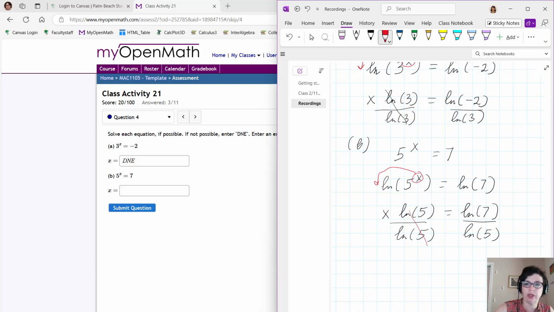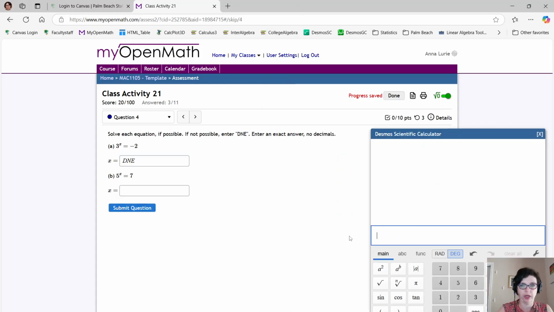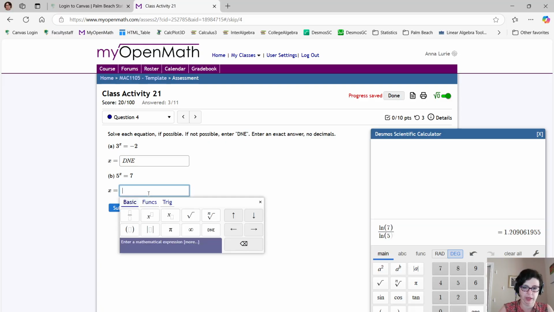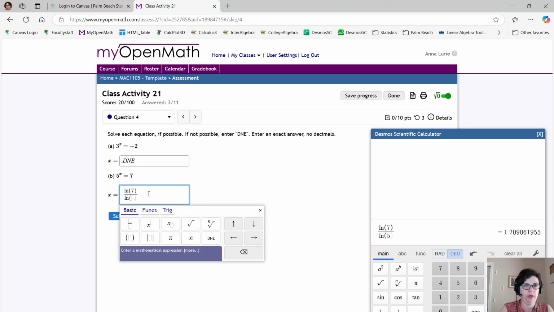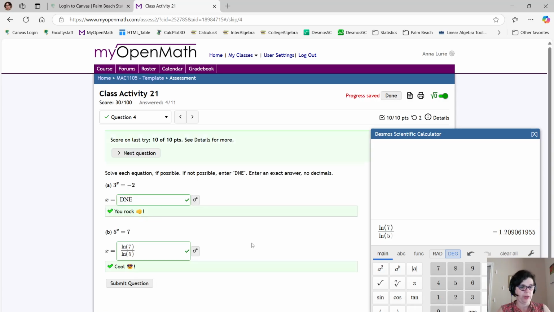Okay, so here it's going to cancel. Let's see if the calculator gives me an answer here. So I can do natural log of 7 divided by natural log of 5. And it does. Now, it wants me to enter an exact answer. So I really do not know what it wants. I think I'm going to try to put it this way. It cannot be simplified any further. You cannot cancel ln, for goodness' sake. You cannot do that. And that's not 7 over 5. Okay, so that's what it wanted.